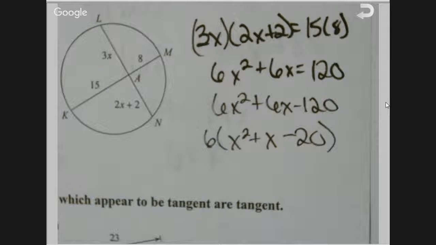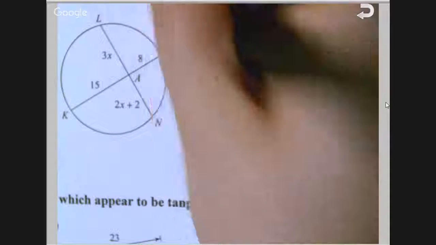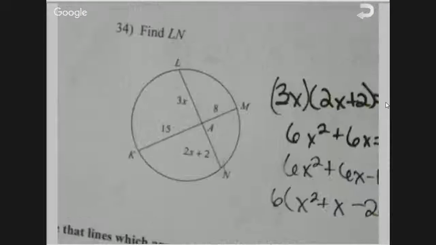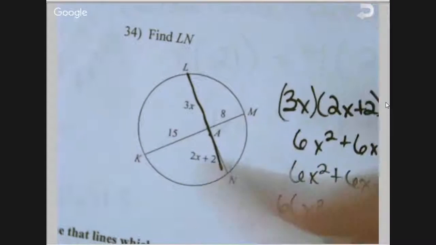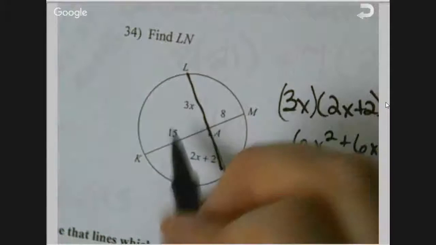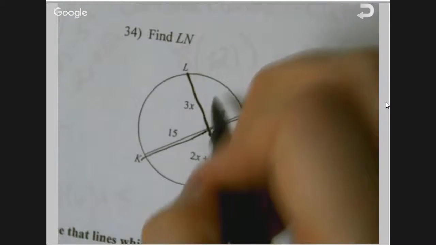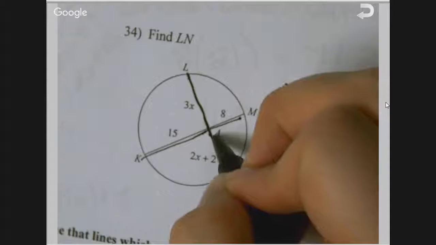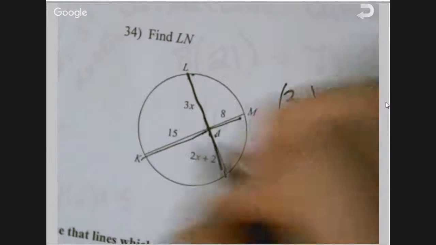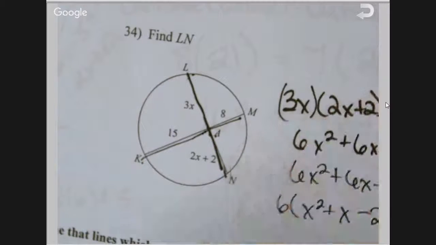Okay? Yes. How do you know how you're supposed to set it up, in what order? If you see that lines are crossing inside of the circle like this, just any kind of crossing, so like even up here, whatever it may be, if they're crossing, you always set it up that way. This portion of the line times this portion of the line, sorry, you can't see because of my hand, equals this portion of the line times this portion of the line. So it was LA times AN equals KA times AM.